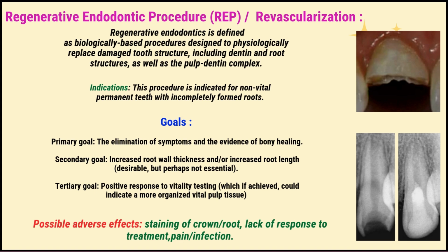And what are the goals of these procedures? The primary goal is to eliminate the symptoms and to produce the evidence of bony healing. This is the primary goal. And the secondary goal, which is desirable but perhaps not essential, is to increase the root wall thickness and or to increase the root length. The tertiary goal is to form a more organized vital pulp tissue, that is, bringing back the vitality of the pulp.